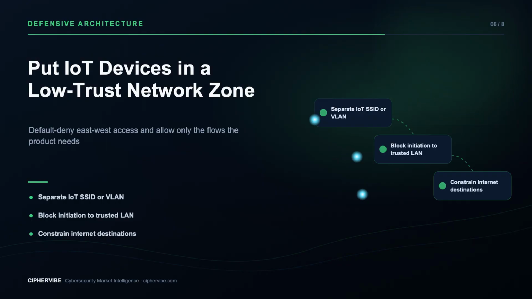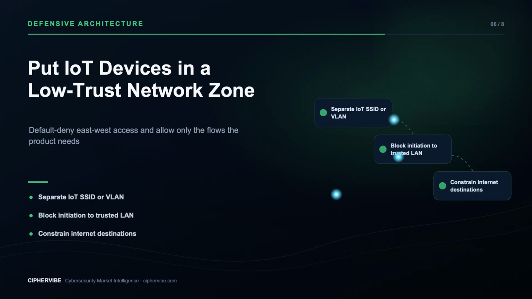Place bulbs, plugs, speakers, and similar devices on an IoT SSID, guest network, or VLAN. Block that zone from initiating connections to personal computers, work devices, storage, and router administration. Permit only necessary services such as DNS, time synchronization, a hub, and required vendor endpoints. Use client isolation where it does not break the product. Disable internet-side router administration, unnecessary port forwarding, and UPnP when possible. Keep the router updated and use modern Wi-Fi encryption.